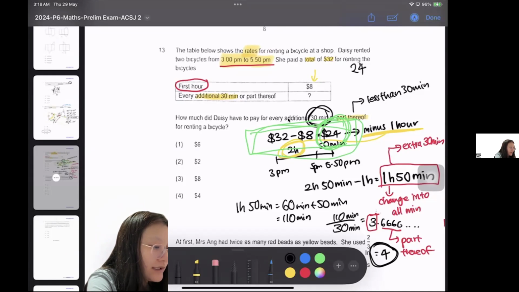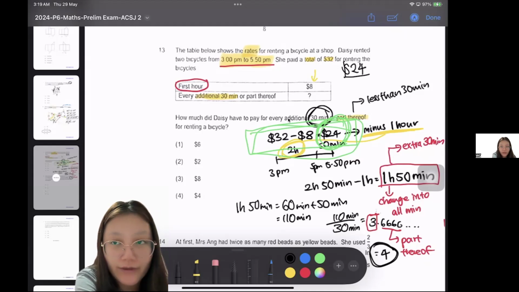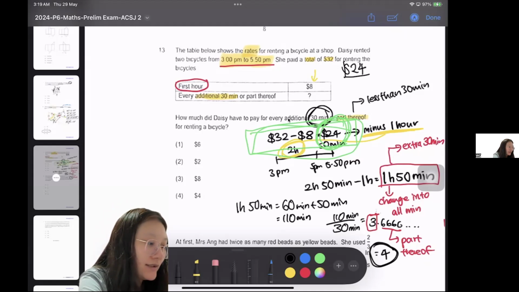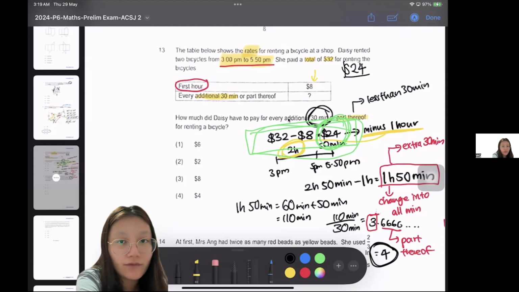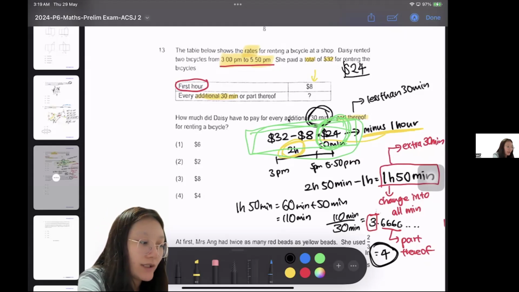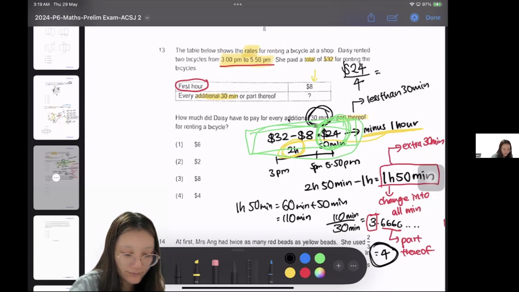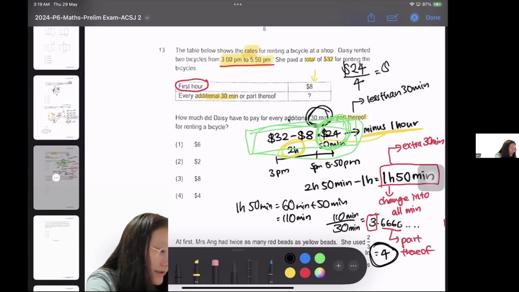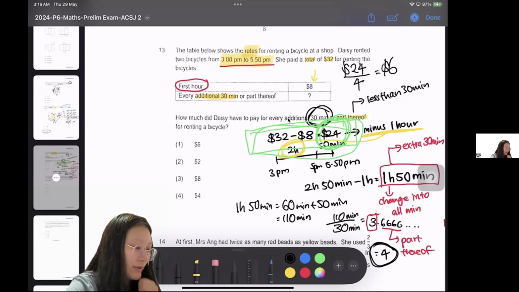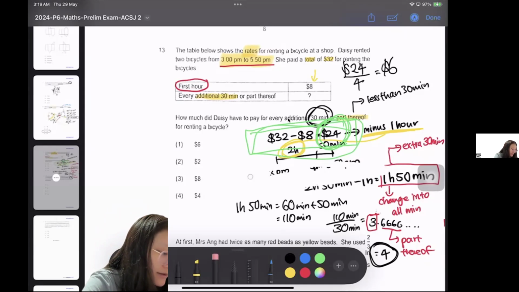So 24, you want to find out how much is 1 lot of 30 minutes. You must imagine this $24 is for 4 lots of 30 minutes, so you must divide by 4 to find out 1 lot of 30 minutes. So 24 divided by 4 goes to $6. Okay, I'm going to explain a bit more. Okay, I erase this.